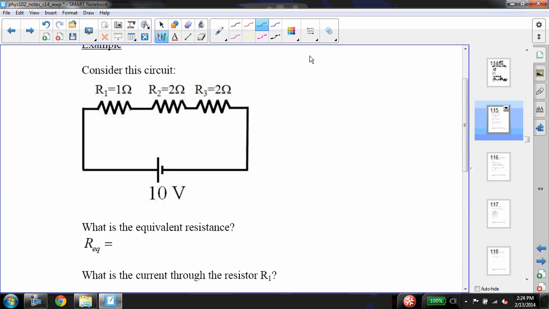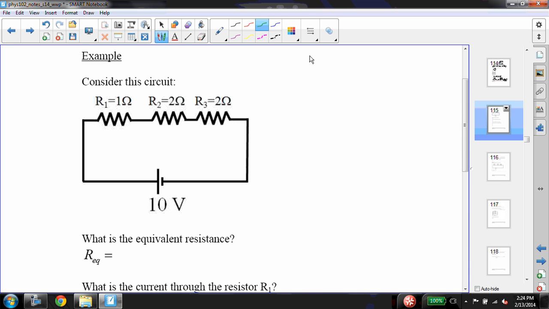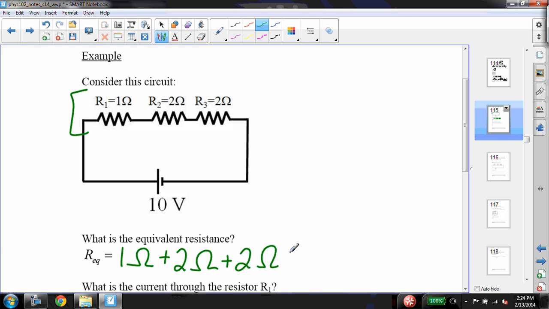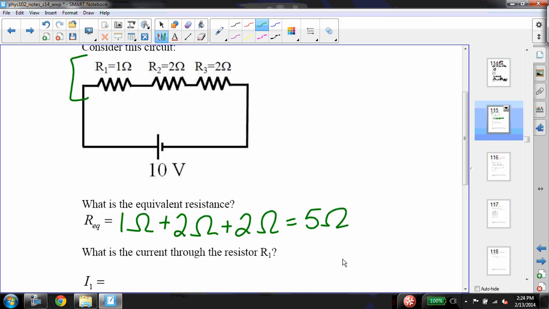All right, so first of all, to find the equivalent resistance, I just add up the three resistors. So that's going to be 1 ohm plus 2 ohms plus 2 ohms, and that'll give me a resistance of 5 ohms. All right. And then what is the current through resistor R1?